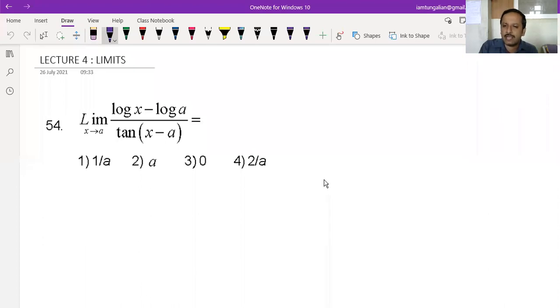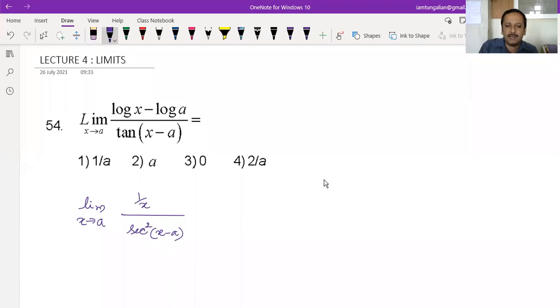So 0 by 0. When I come across 0 by 0, immediately I'll think of L'Hospital's rule. Okay. Differentiate it. Derivative of log x is 1 by x. Derivative of log a is 0 because it's a constant. Divided by tan(x - a), whose derivative is sec²(x - a).